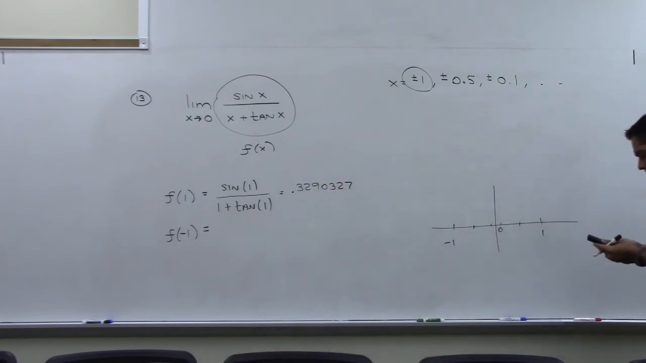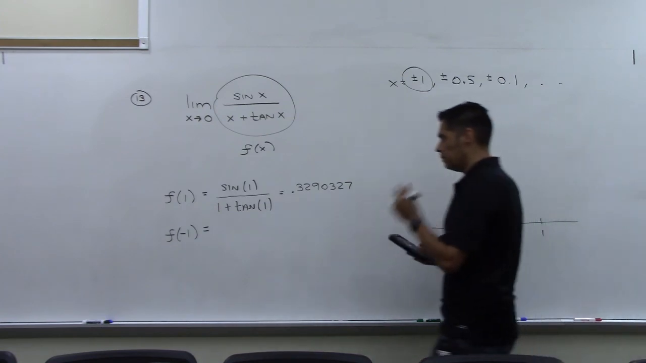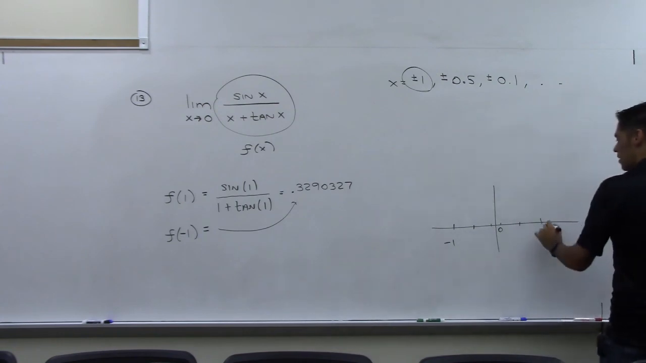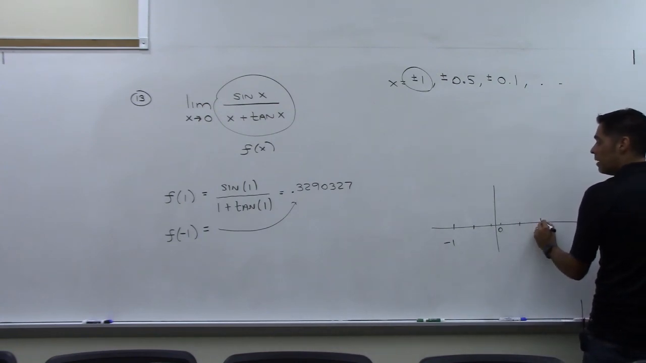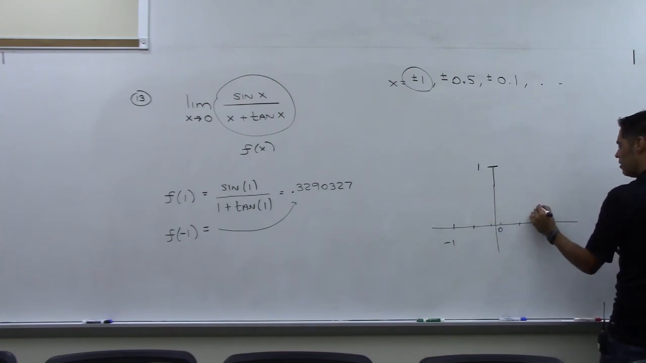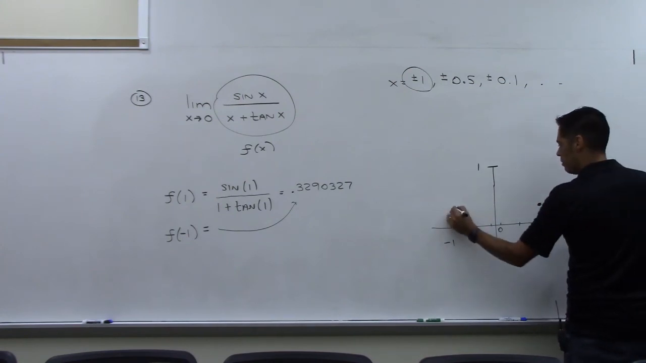Now I try the same thing with negative 1. I get the same answer. So that means at 1, let's say that this is 1 unit high, I'm at 0.329, somewhere around here on both sides.